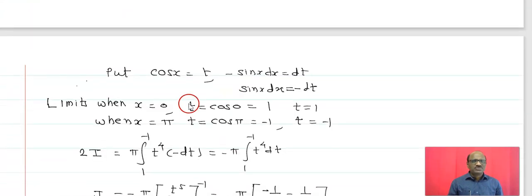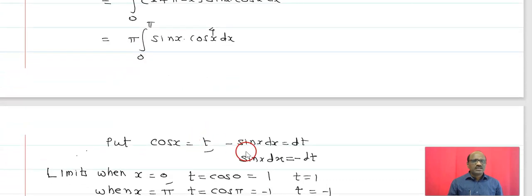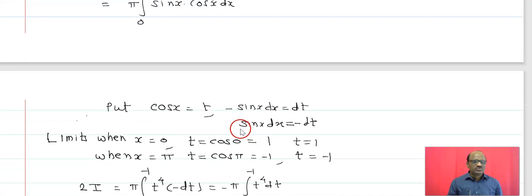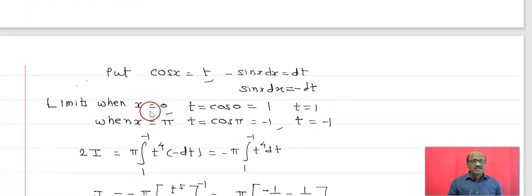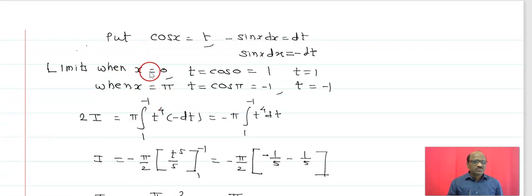Now here we will substitute cos of x is equal to t. Minus sin x into dx is equal to dt. Therefore sin x dx is equal to minus dt. What about the limits? When x is equal to 0, t is equal to cos 0, that is t is equal to 1. When x is equal to pi, t is equal to cos of pi, and that is equal to minus 1, t is equal to minus 1.